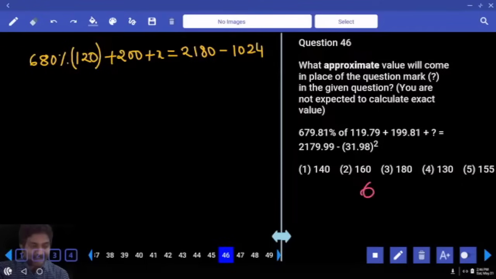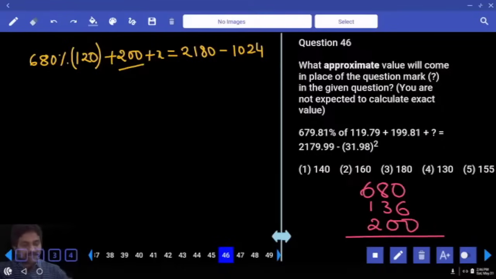120 percentage: 10%, look at the other side, 680 is 100%, 20% is 136, 10% is 68, double. Already on the left hand side 200 is also there. Let me add that 200 also. Is that okay? Total value 1016.